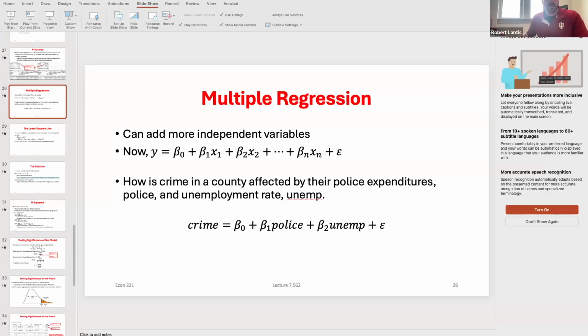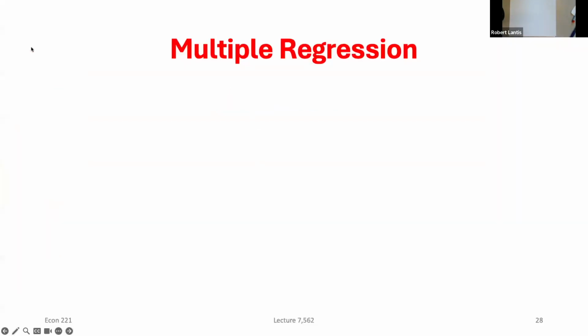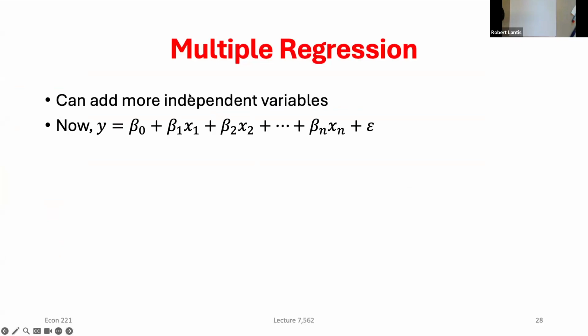So the final thing we're going to talk about is we can do regression, but we can include multiple variables on our right-hand side. So I don't just have to have one independent variable, I can include several, right? So now my predictions for y will include the intercept, a slope coefficient associated with the first variable, a slope coefficient associated with the second variable, et cetera, right?